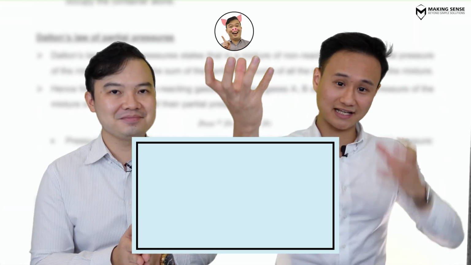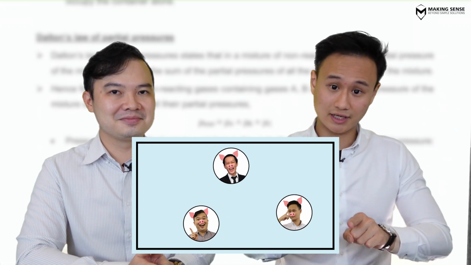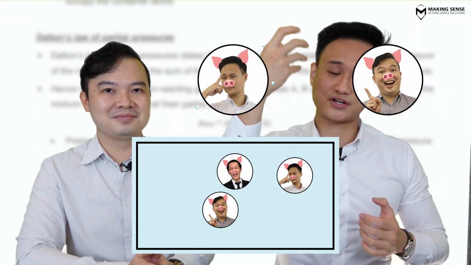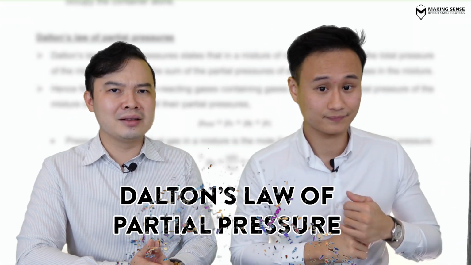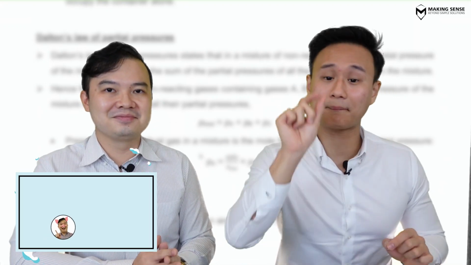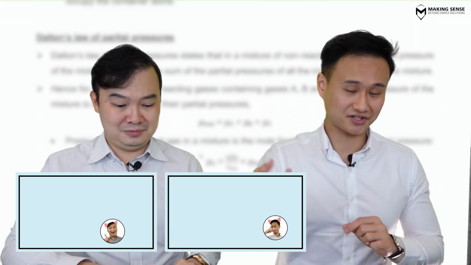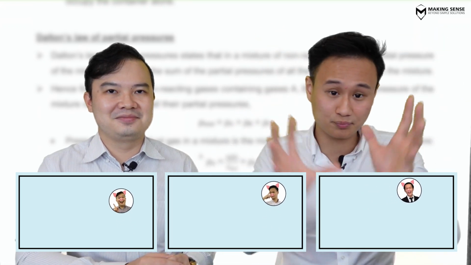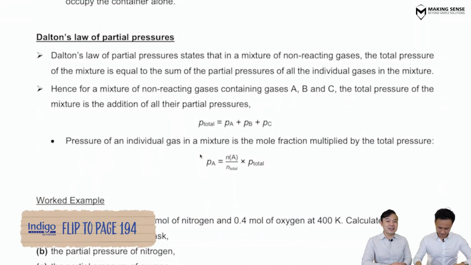Okay, so if I take all these gas particles and I put them back into the box, then the total pressure of the box will just be the pressure of A plus the pressure of B plus the pressure of C. Okay, and this is what we call Dalton's law of partial pressures. Okay, then what is a partial pressure, Mr. Tim? Oh yeah, so the pressure of A is what we call a partial pressure. The pressure of B is called a partial pressure, and the pressure of C is called a partial pressure. So if I add up all these partial pressures together, you get the total pressure of the box. So that's going to be the first formula that you're going to learn, right?